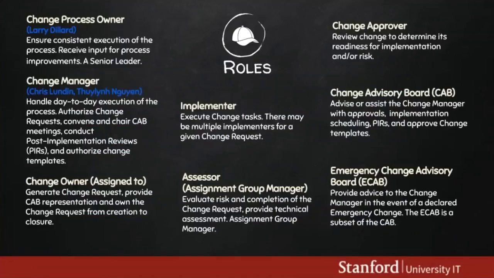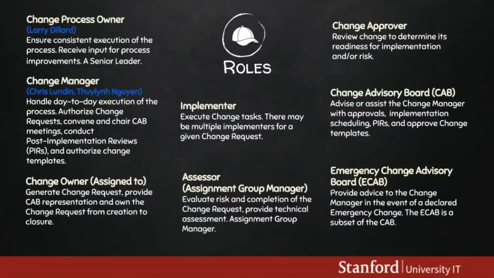They're also going to be watching over the process, if it's working for everyone, how people are following it, and escalating those issues up to the process owner, who can make adjustments and is overall making sure that the consistent process is being followed. There's the change owner. This is the assigned to on the change, and they're responsible for the change request from creation to closure. They're also responsible for providing CAB representation at the meetings. If you do need tasks put within the change request, there could be multiple implementers for all of those, and these are the people that are actually pushing through the change.